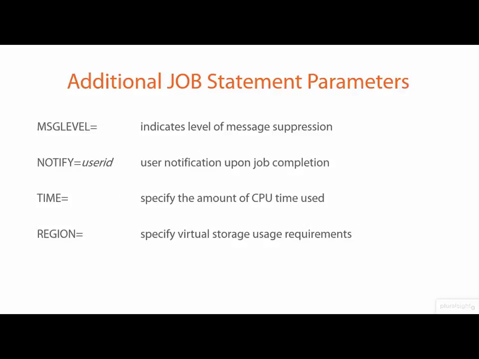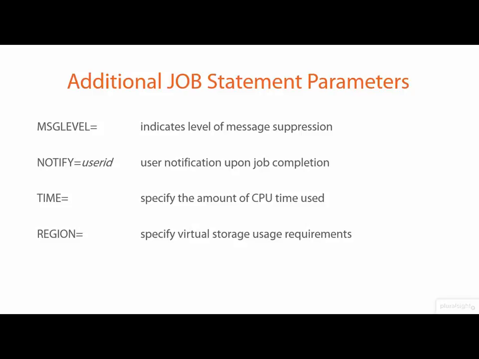Additional parameters may be specified on the job statement, of which a few common examples are shown here. The message level parameter indicates whether we wish to suppress status messages issued for the job. Generally, this will be allowed to default to include everything. The notify parameter is used to specify a TSO user ID so that the user is notified when the submitted job has completed.